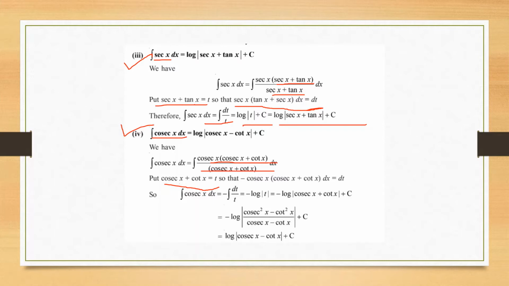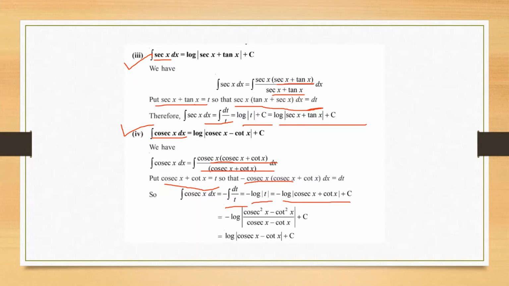Similarly here, the derivative of cosecant x is minus cosecant x cot x, and the derivative of cot x is minus cosecant square x. So see here, I have taken minus cosecant x common. It is the same, minus cosecant square x and minus cosecant x cot x. So take minus cosecant x common. Why? So that I can put cosecant x plus cot x as minus dt. Take this negative sign to this side, so it becomes minus dt upon t. It is minus log mod t, which is minus log mod cosecant x plus cot x plus c.